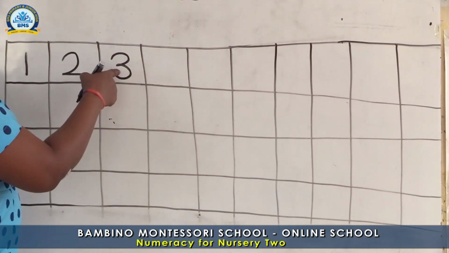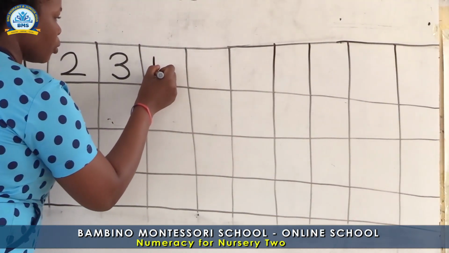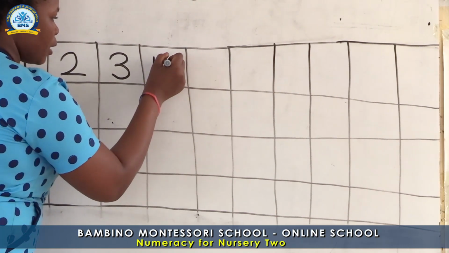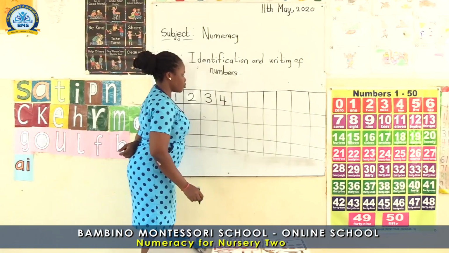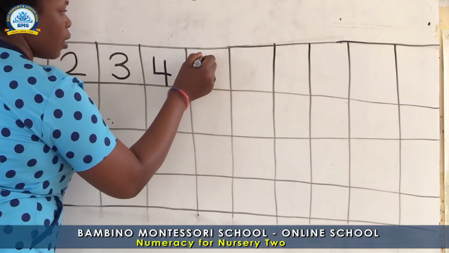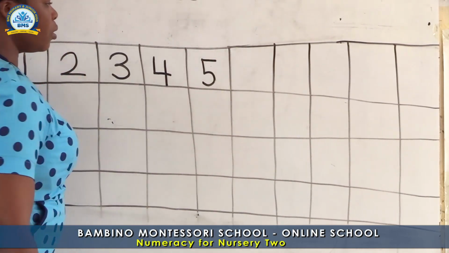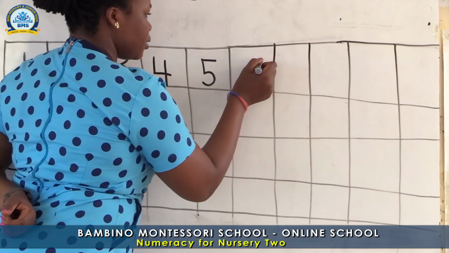Good. From 3 we go to 4. So let's write the 4. A stroke, a dash, and a stroke. From 4 we go to 5. How do we write 5? A stroke, a curve, and a dash. From 5 we go to the number 6. How do we write 6?